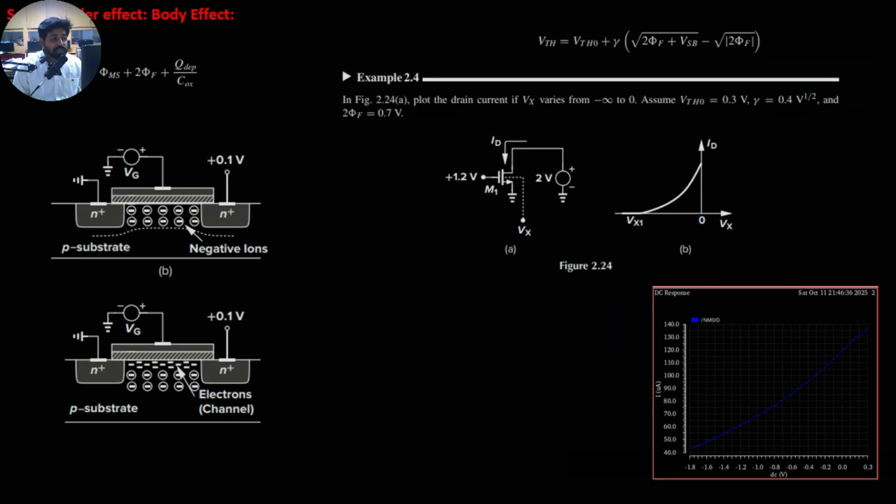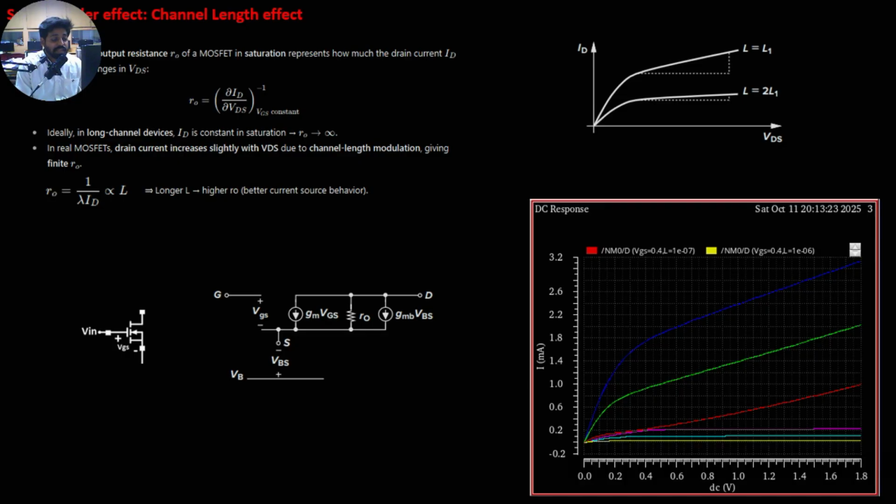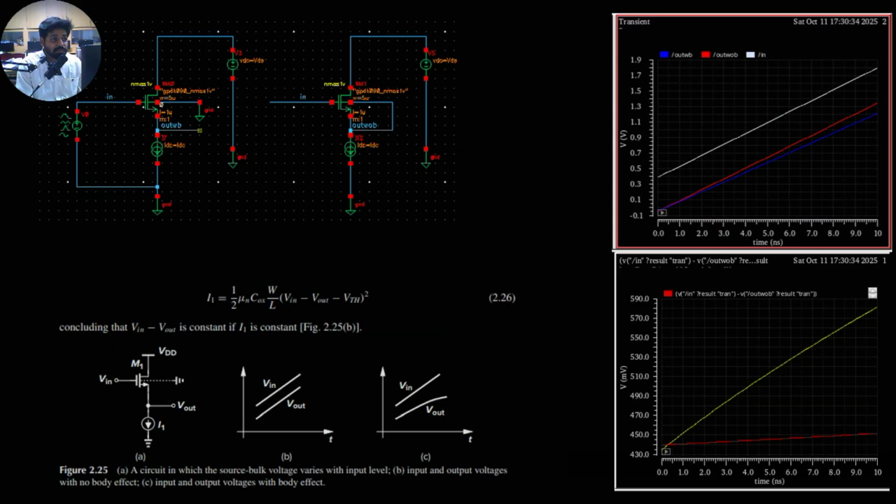After the basic concept of a transistor is known, we'll enter into the body effect. Now we'll go with the second order effects of the MOSFET, where the body effect will be the first second order effect, and the channel length modulation will be second. We'll try to do the simulation for these two.